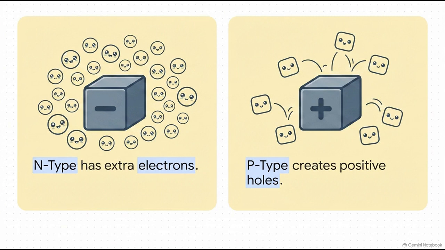When we add group 5 dopants, we create an N-type semiconductor. N stands for negative because we flooded the material with extra negatively charged electrons. When we add group 3 dopants, we create a P-type semiconductor. P stands for positive because we've introduced these positive holes that allow charge to flow. By carefully controlling these impurities, engineers completely dictate how electricity moves through the material. It gives us total, absolute control over the current.